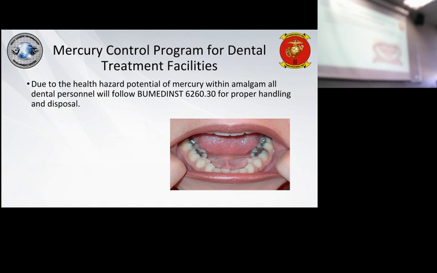Okay? I would know this, right? So this is one of those things that overlaps. Okay, your VMET instruction 6260.30. Alright, we're talking about mercury control, hazard potential.